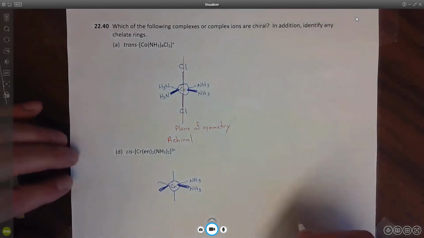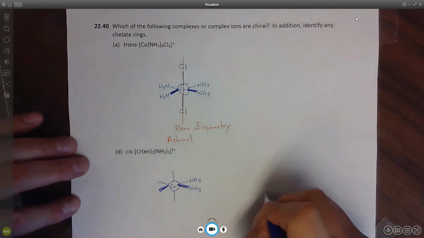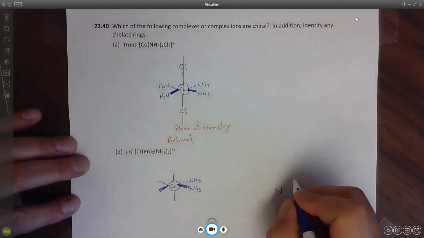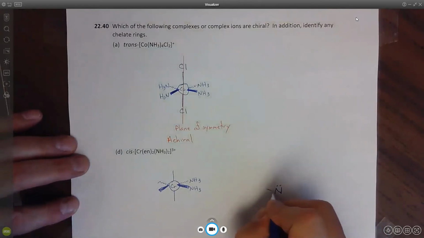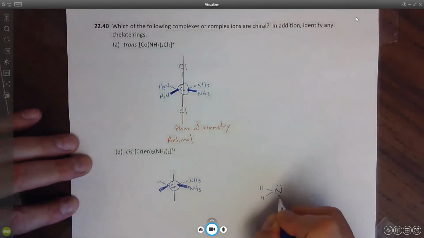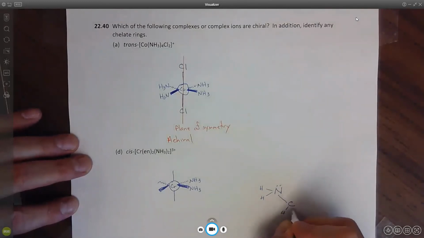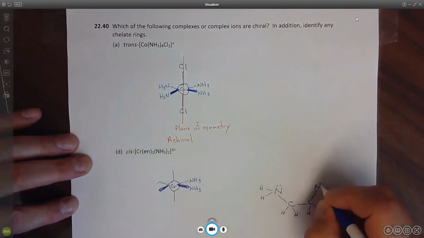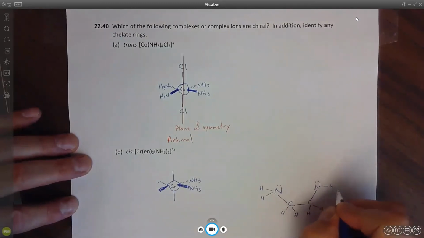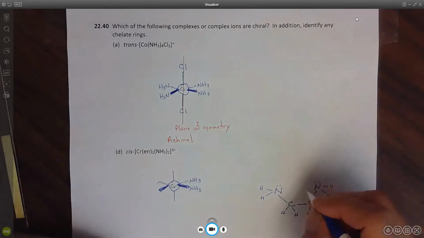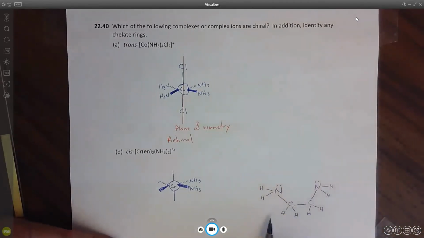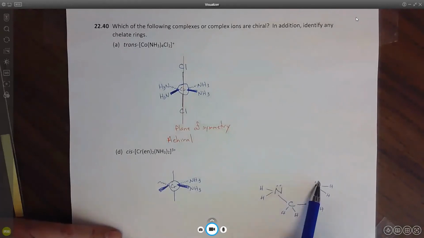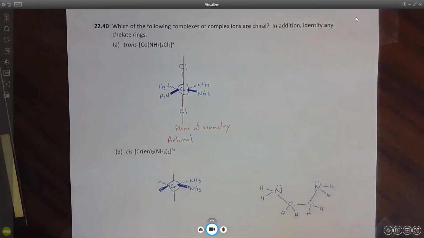Now remember, the ethylenediamine molecule looks like this, right? We have a nitrogen, and the nitrogen has a lone pair. It has 2 hydrogens coming off of it, and then it's bound to a carbon, which has 2 hydrogens coming off of it, which is bound to another carbon, which has 2 hydrogens coming off of it, which is bound to another nitrogen with a lone pair and 2 hydrogens coming off of it. And remember, for these bidentate ligands, we have to have at least 4 atoms between the lone pairs. So there's the lone pair, 1, 2, 3, 4.